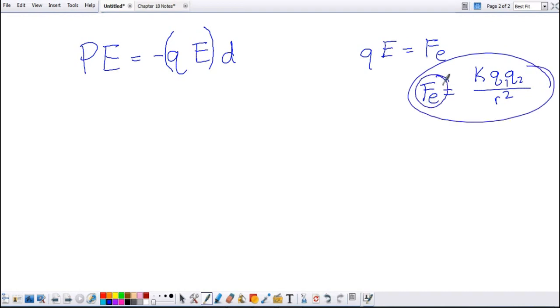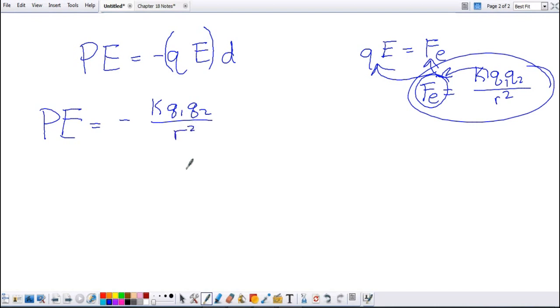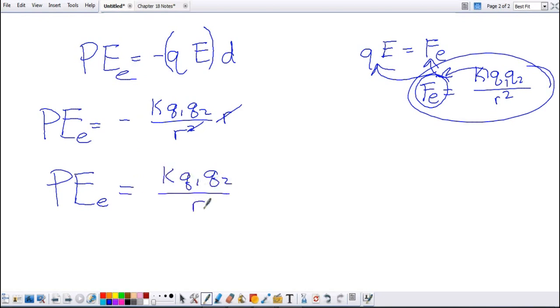So I can take this and substitute it in for that. So then we can have the potential energy is equal to K Q1 Q2 over R squared. Now, this R is the distance between the two charges. This is a distance, so we're going to just change that D to an R. Notice these cancel out. Okay, and our electrical potential energy is equal to K Q1 Q2 over R.